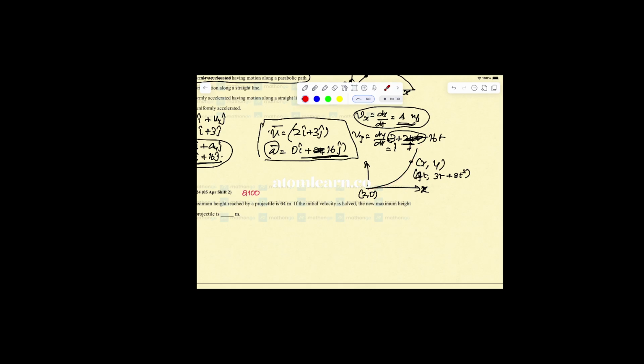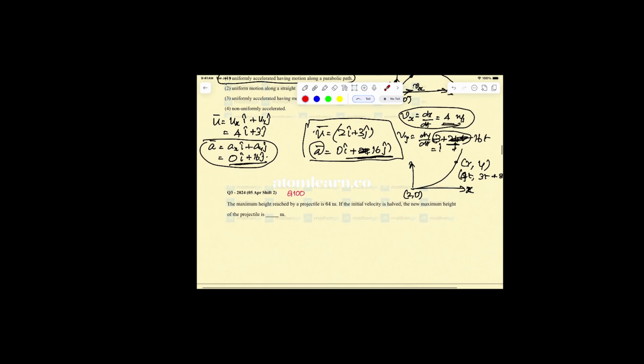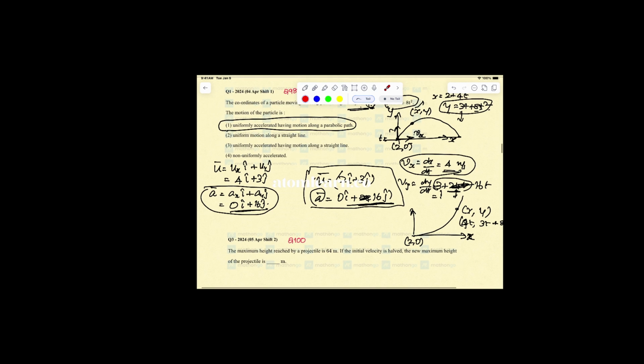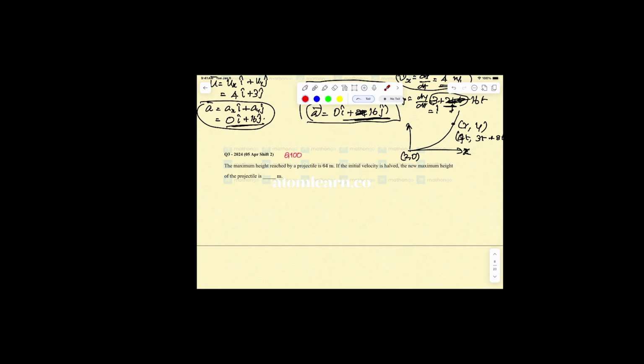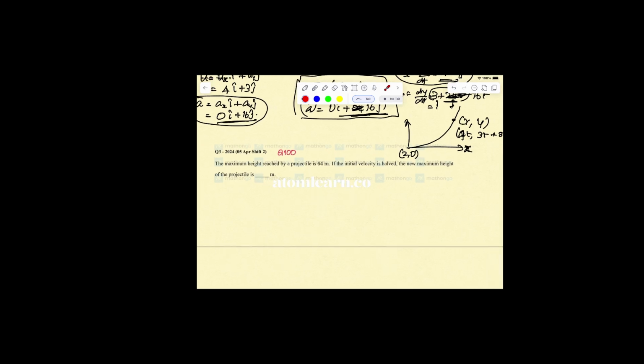Anyway, that's not what is asked in this question. The question is a simple one asking you to tick which type of motion it is. This is what it is. Understand it. Okay, fine. Now we'll go to the next question then. The maximum height.